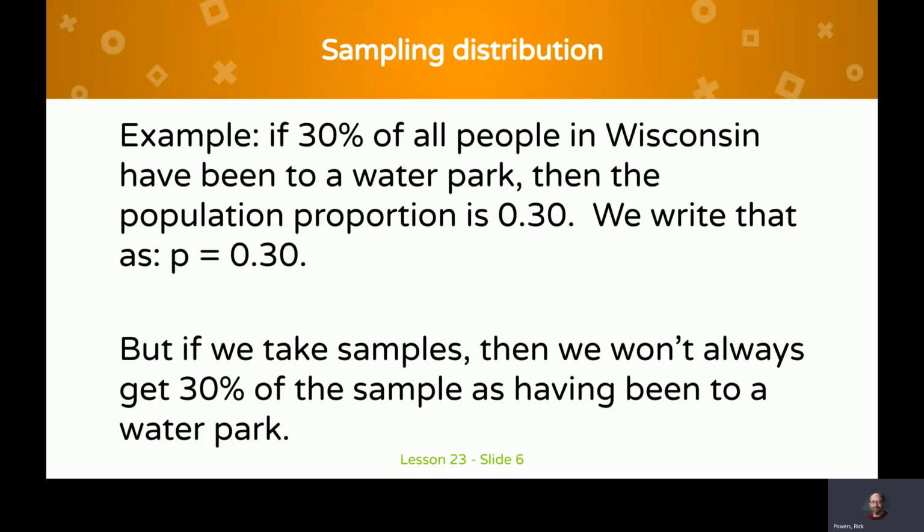Example, if 30% of all the people in Wisconsin have been to a water park, then the population proportion is 0.30. We write that as P = 0.30. But if we take samples, then we won't always get 30% of the sample as having been to a water park.